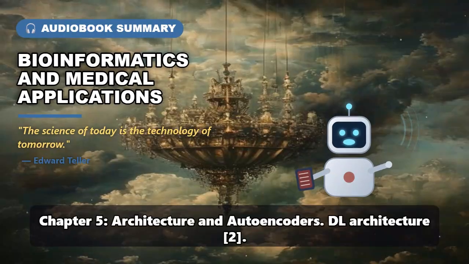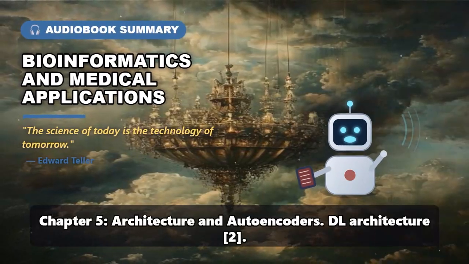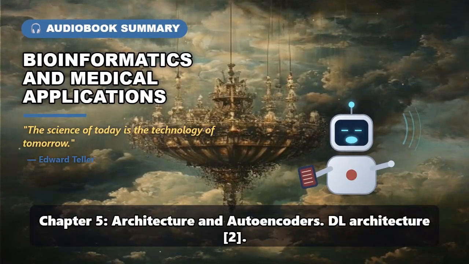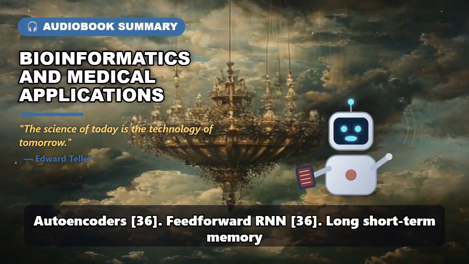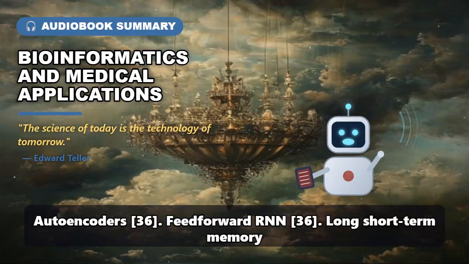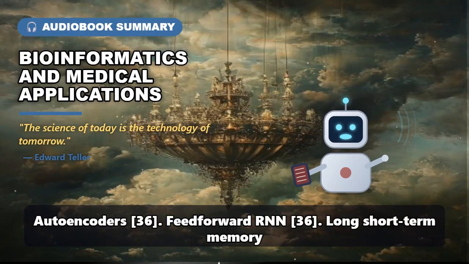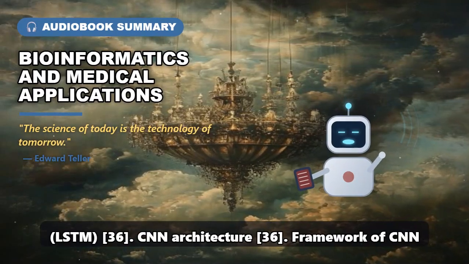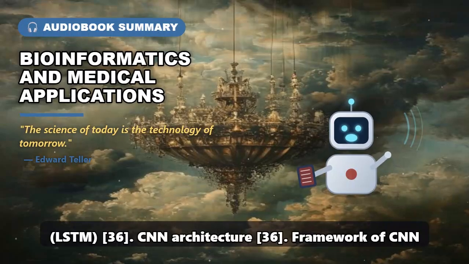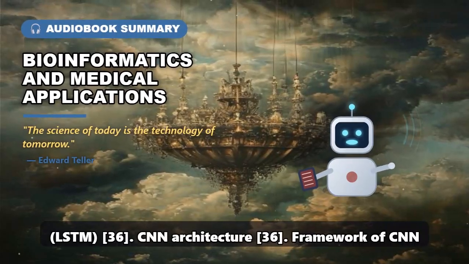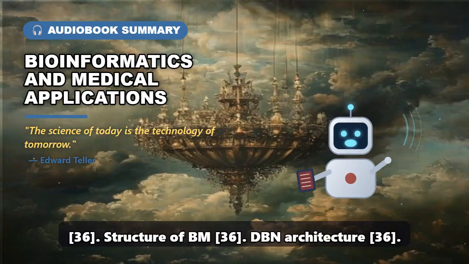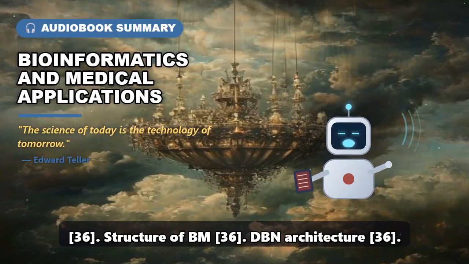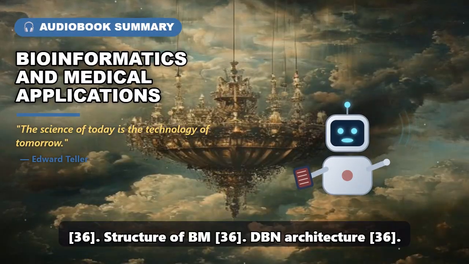Chapter 5: Architecture and Autoencoders. DL architecture. Autoencoders. Feed-forward RNN. Long short-term memory, LSTM. CNN architecture. Framework of CNN. Structure of BM. DBN architecture.